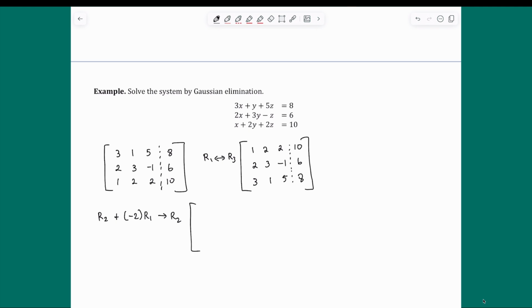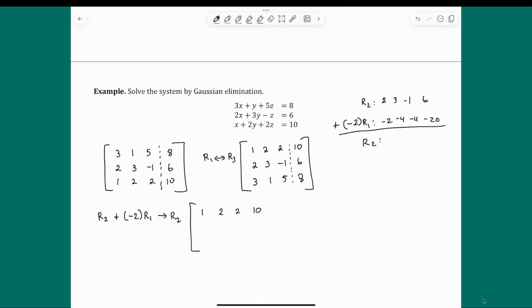All right, so the first row will stay the same. Second row is going to change. I'm going to do the scratch work on the side here. So row 2, I know is 2, 3, negative 1, and 6. Okay, and then I'm going to multiply row 1 by negative 2 and then add the results there. So then we would get a negative 2, negative 4, negative 4, negative 20. And this is going to give me a new row 2.